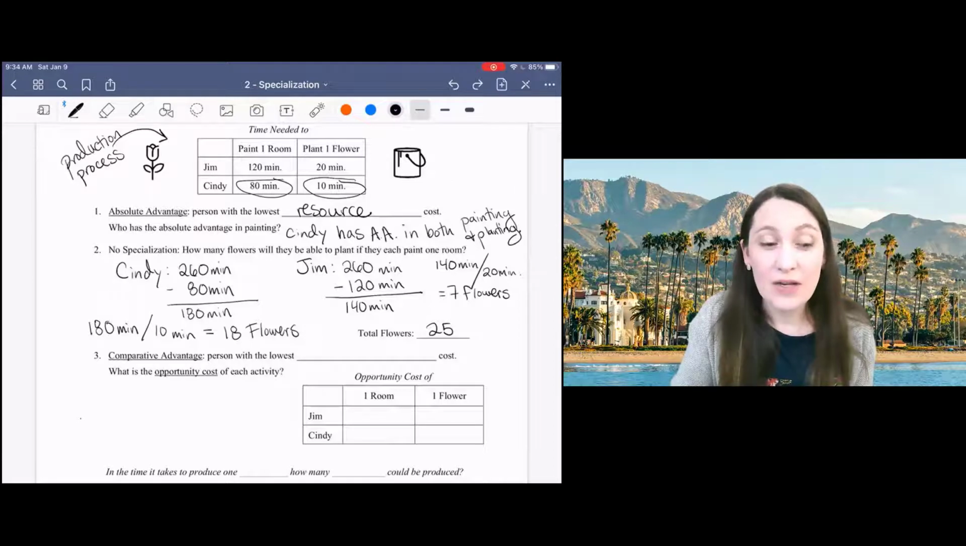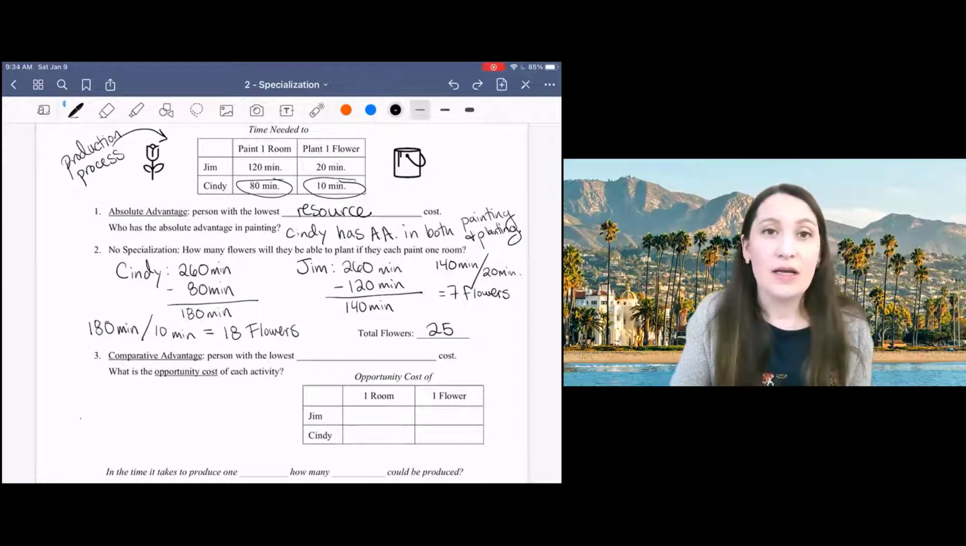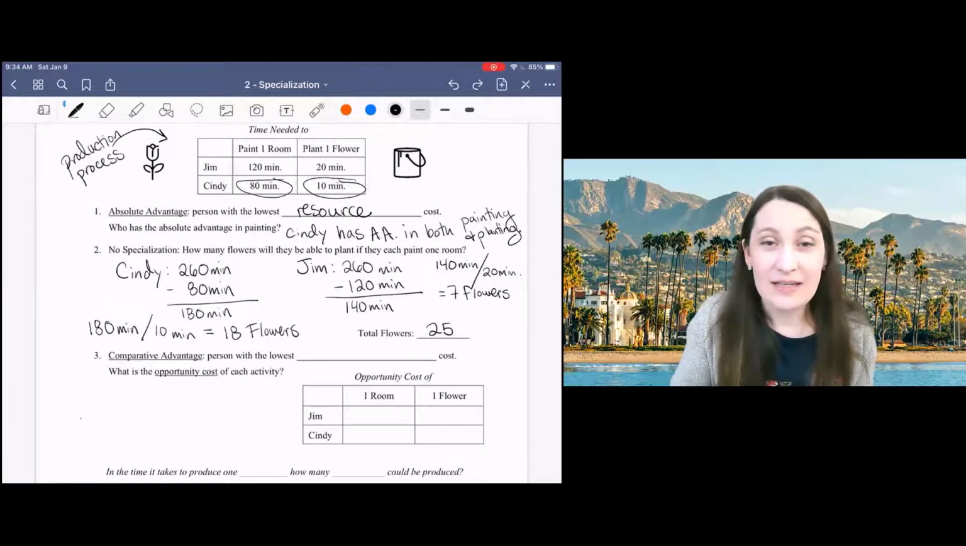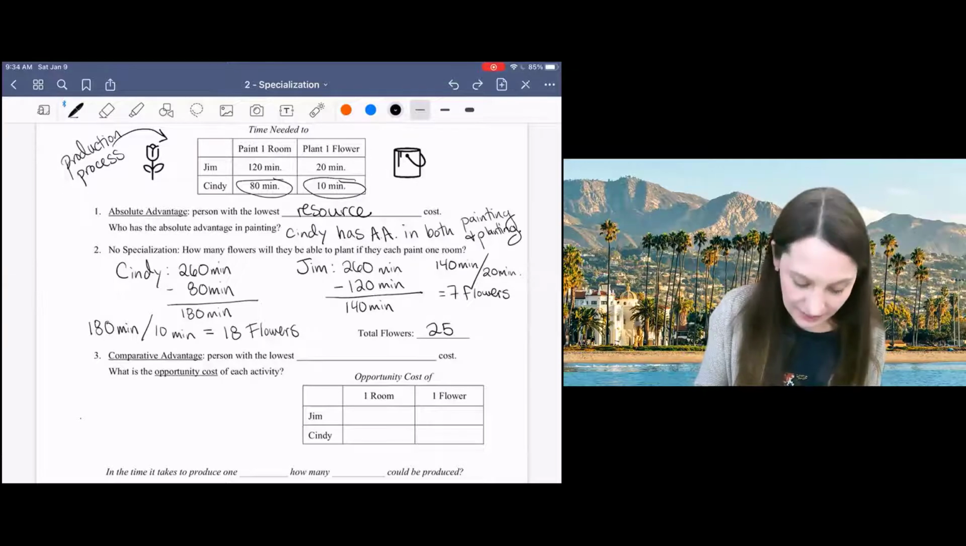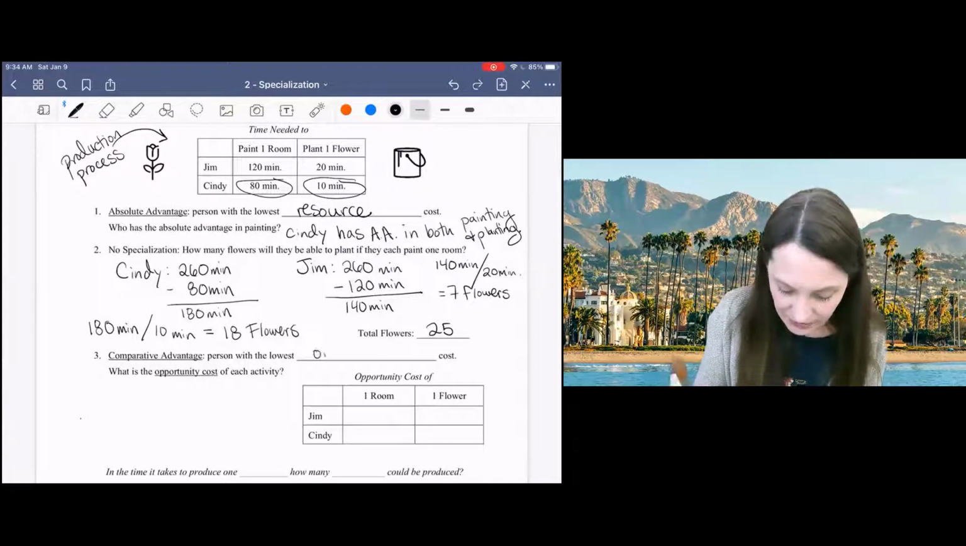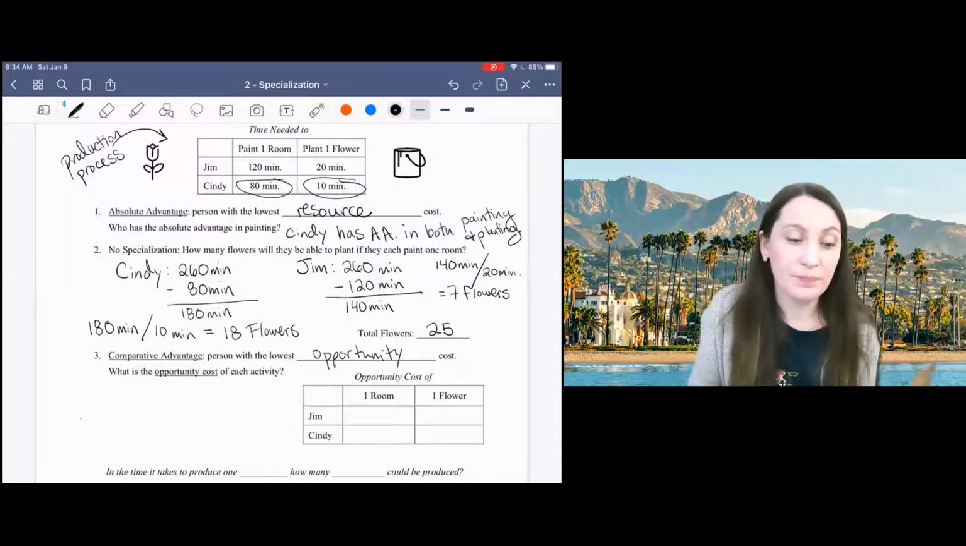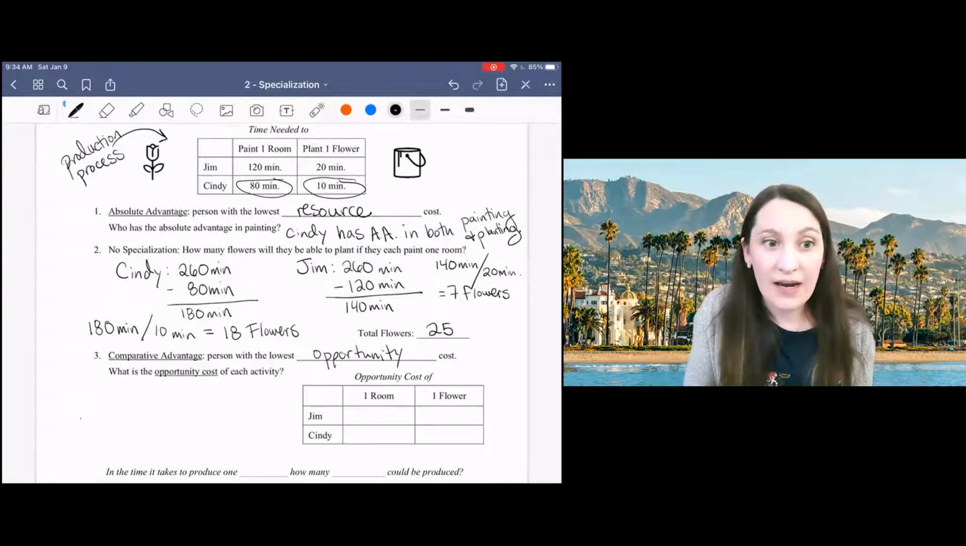Specialization, according to Comparative Advantage, which is based on opportunity cost, will allow Cindy and Jim to produce more goods in the same amount of time. So comparative advantage refers to the person with the lowest opportunity cost of production. And we can find opportunity cost by examining the time it takes to produce each product.